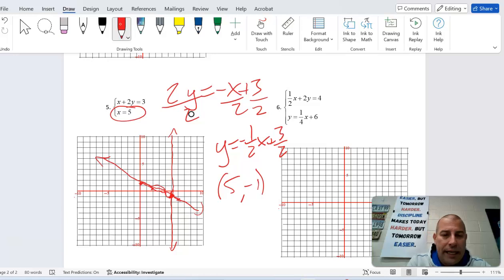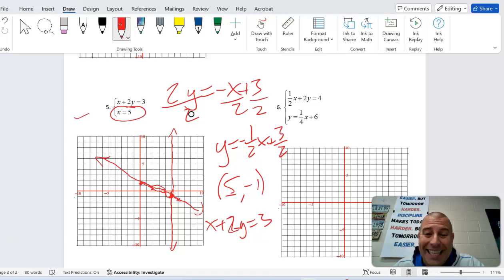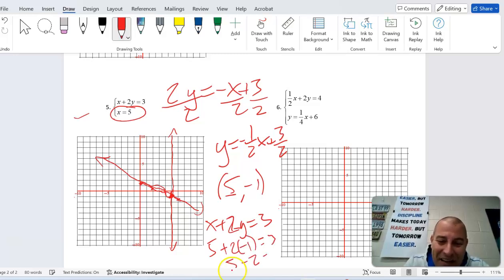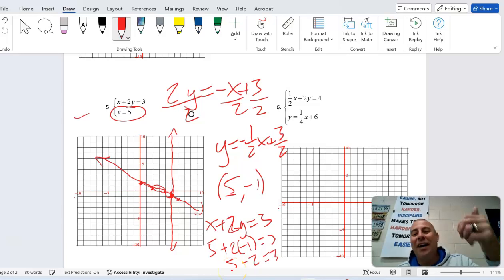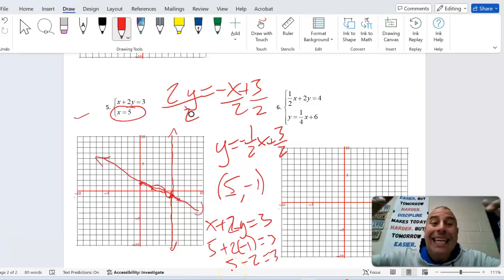In the equation x equals 5, plug in the x. Well, the x is 5. Does 5 equal 5? Yes, so that works. Here's what we're after in x plus 2y equals 3: if we plug in the x and the y, do we get a true statement? So x is 5 plus 2 times negative 1. Oh my goodness, 5 minus 2, that's 3. We got ourselves a correct answer. So we can plug it in and see if we get true statements. If we do, jackpot, we know it's locked in.